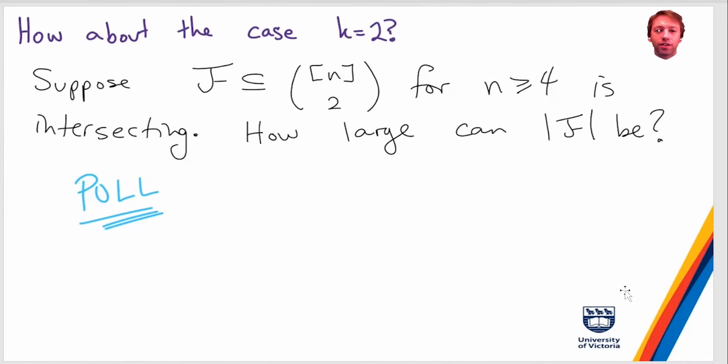Let's do a poll. Just to get used to the definition, and because I think people are familiar with thinking about sets of size 2, because that's like graphs, right? A set of size 2 is like an edge of a complete graph. So suppose n is at least 4, how big can an intersecting family be in the sets of size 2? You're not supposed to know the answer to this already, but just a guess, essentially.